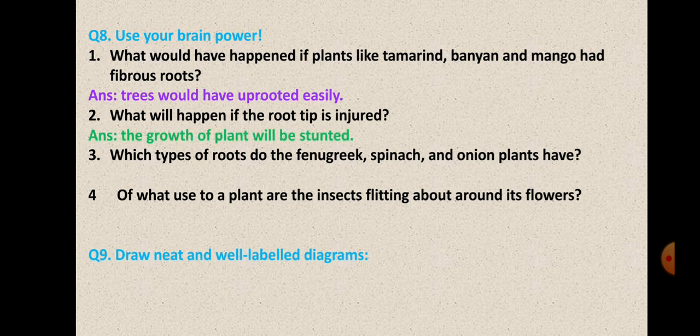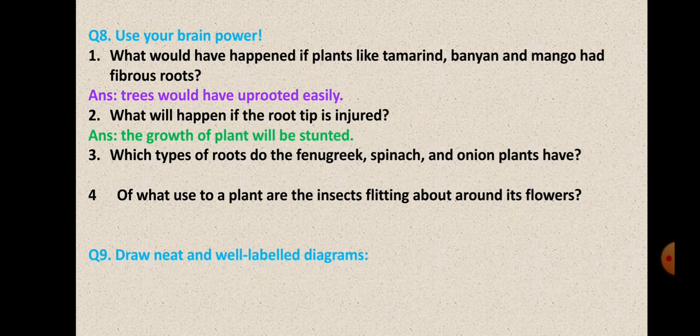Second one is, what will happen if the root tip is injured? Right, the root tip is a very delicate part of the root, and it has a covering, cap-like structure which is called the root cap. It protects the root tip. So if it gets injured, then what will happen? The growth of the plant will be stunted. It will be stopped. It will not grow fully.